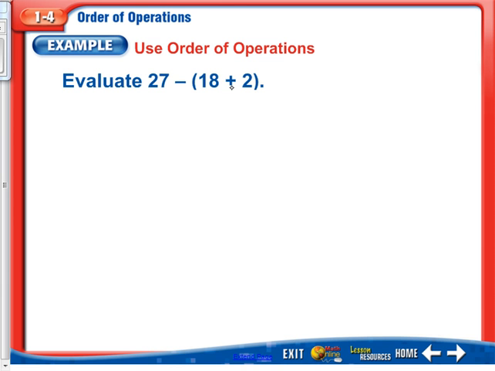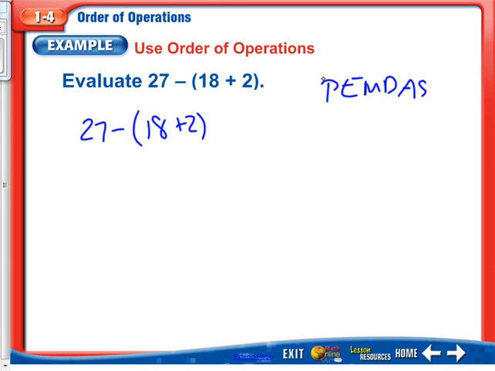All right, so let's try some of these. First thing you do is copy the problem. So we're going to copy that down. 27 minus the quantity 18 plus 2. Okay, now thinking back to our PEMDAS. Okay, we'll just go ahead and write it over here. We have to do any parentheses or grouping symbols first. So I'm going to go ahead and underline that. So that way I remember I have to do that part first.